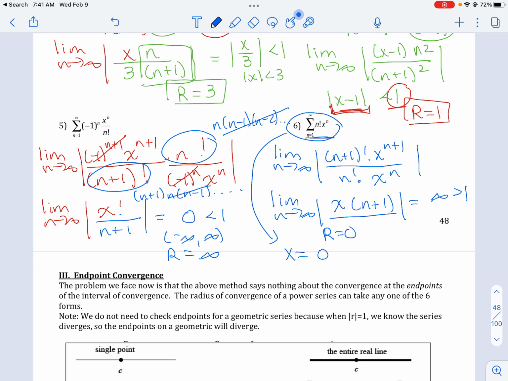This would only converge at x equals 0. Because if I plug in 0 for x, everything is always 0. So you end up with 0 plus 0 plus 0, which would be 0.